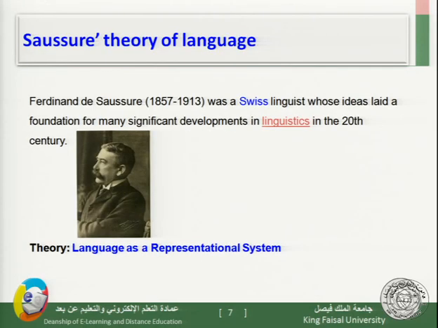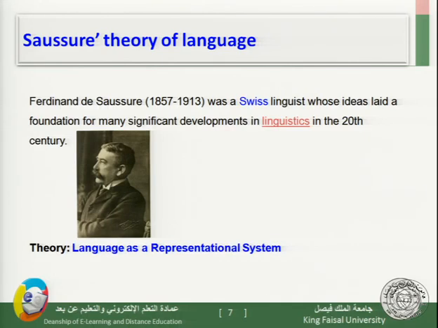Now we move to one of the most famous theories of language. This is called de Saussure's theory of language. First of all, I would like to introduce this Swiss linguist. His name is Ferdinand de Saussure. He was born in 1857 and died in 1913. He's, as I said, a Swiss linguist whose ideas laid the foundation for many significant developments in the field of linguistics.